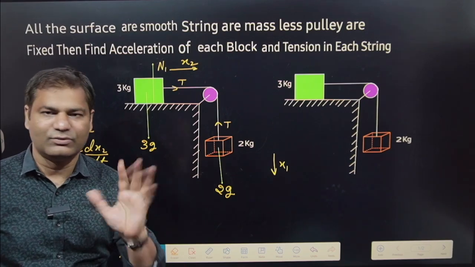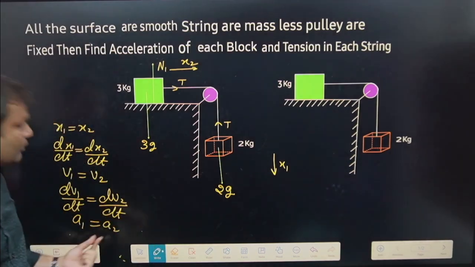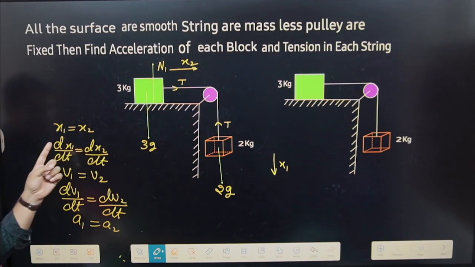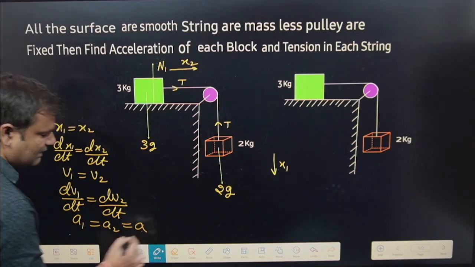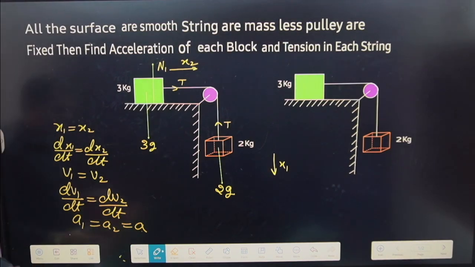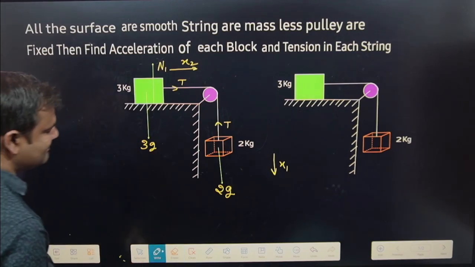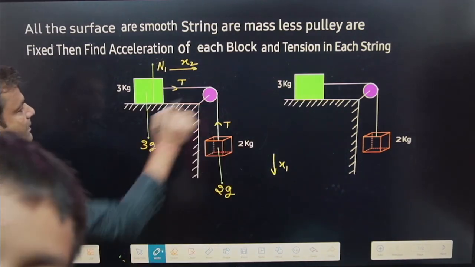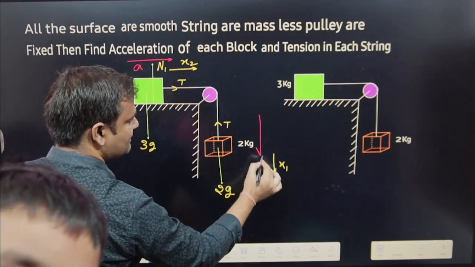What is A? I don't know, but it is sure that both blocks move with the same acceleration, because x1 equals x2 and velocity is also the same. If differentiated, we get a1 equal to a2, and we call that A. I hope it is clear. Next target. So this one moves with acceleration A and this one also moves with acceleration A.